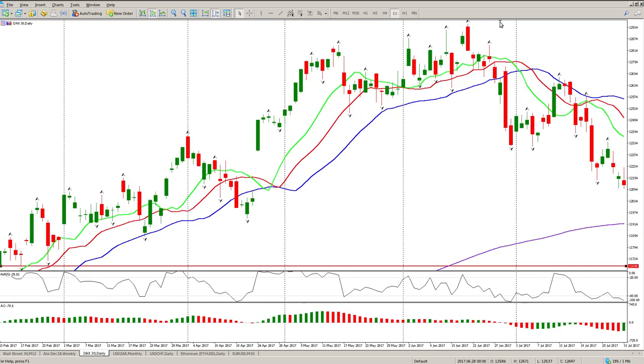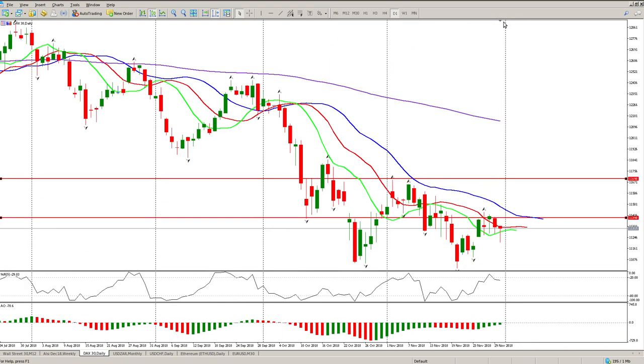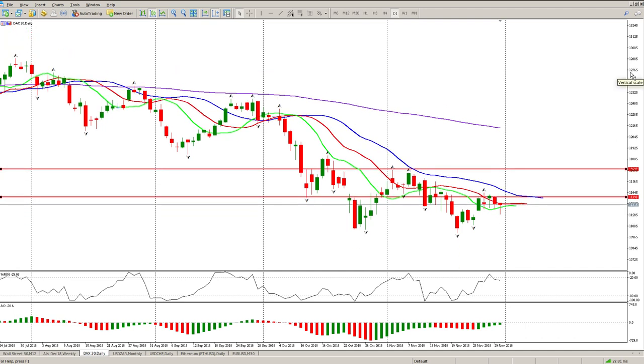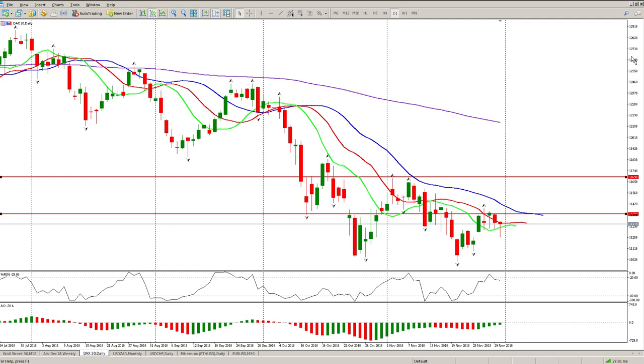So if we look at the daily, on Friday was not really convincing. Pin bar, okay, but yeah, it's still not that convincing. Okay, so the question is what's going to happen today?